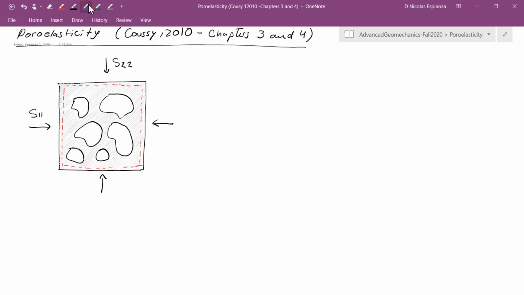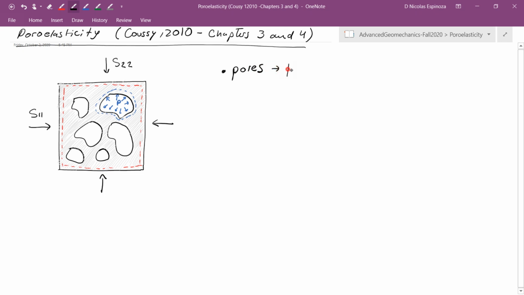But now also we have pores, and inside the pores we have pressure, a pressure which is applied by a fluid within the pores, and we're going to call it this pressure P. And this pressure P and the fluid within the pores can also cause a deformation, which might cause, for example, in this case, the pore to increase in volume.